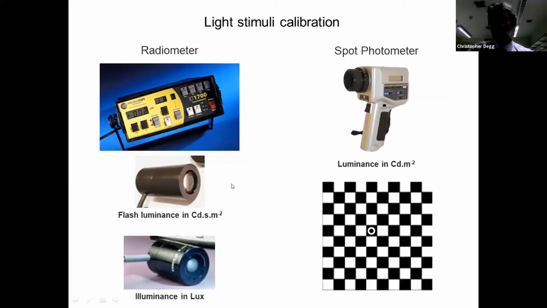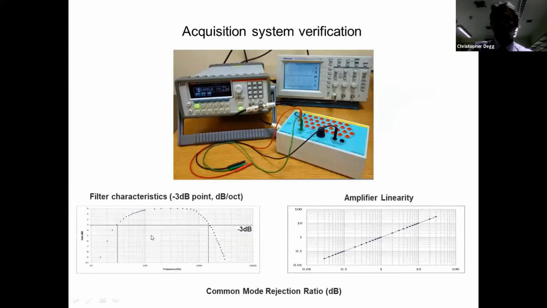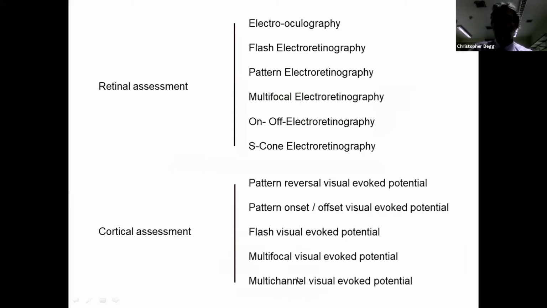We're responsible for calibration to make sure the amount of light we're using is appropriate. And we can use that to look at room light or flashlights or lights on a pattern. And then we also calibrate the detecting or the recording device to make sure it's recording as we expect. So we can look at the filter characteristics, we can look at the linearity of the amplifiers, we can look at how well it rejects noise to make sure that the signals that we record are accurate and reproducible.